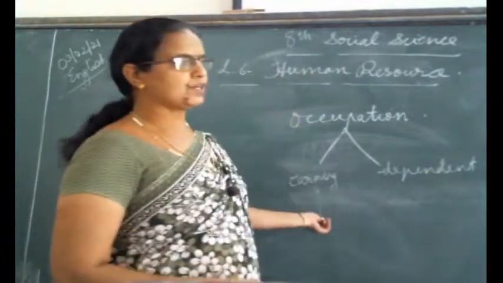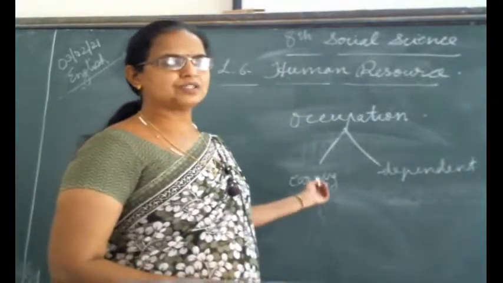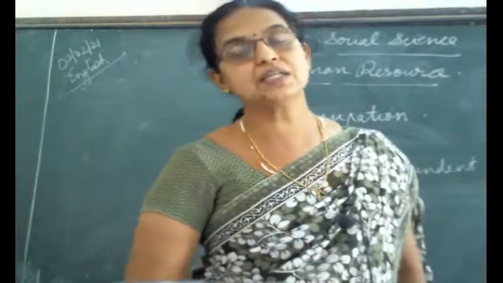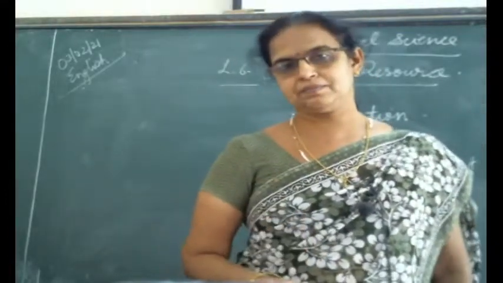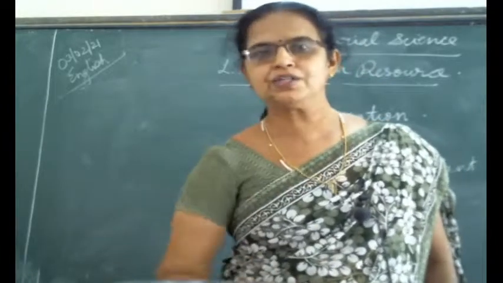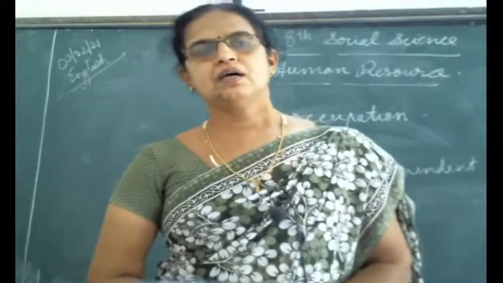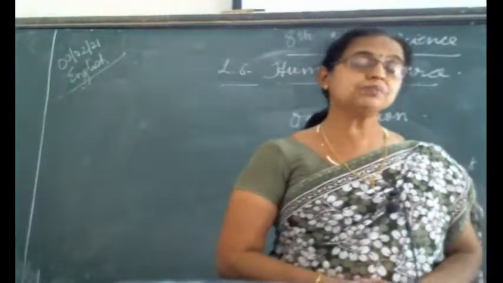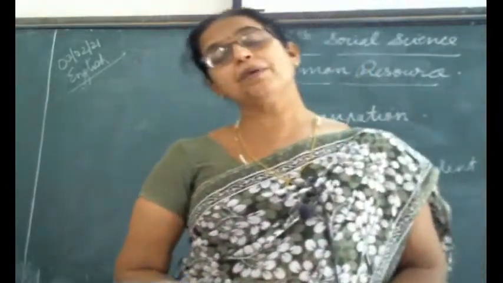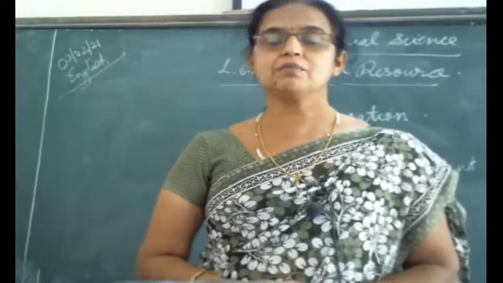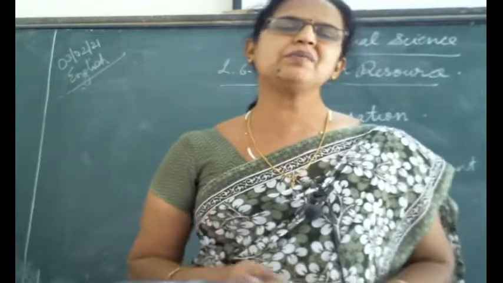So how much industrialization is taking place? More industries, more development. Then as a result, what happens? The earning population is increasing, and so is the dependent population. Even after completing your education, if you are not getting a job, then you have to depend on your parents for your necessary things and money. Then also you become a dependent person.